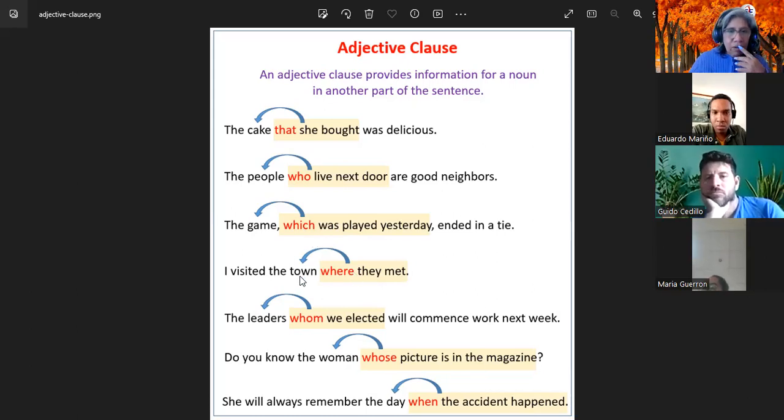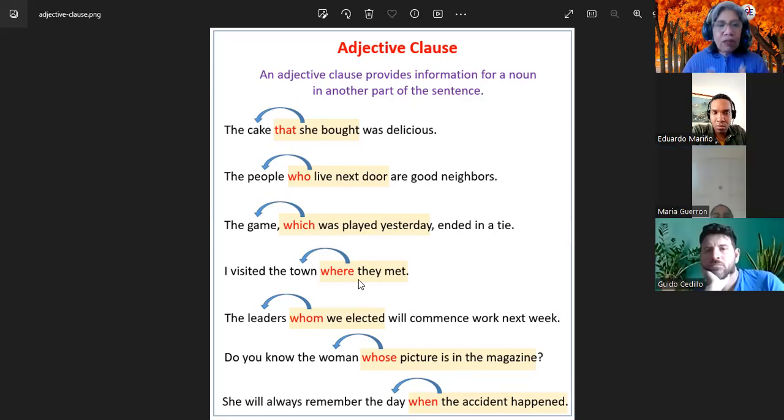And you say, miss, so it can be after the subject or after the complement. Yes. The adjective clauses can be after a word in the subject or after a word in the complement. The leaders whom we elected will commence work next week. This whom, not yet. This whom is for B2. Do you know the woman whose picture is in the magazine? This whose refers to something that belongs to the woman.